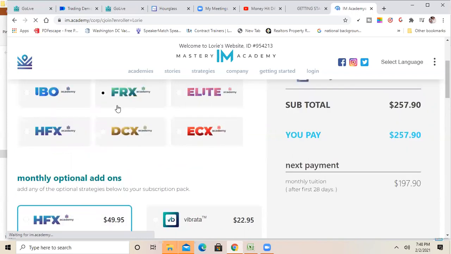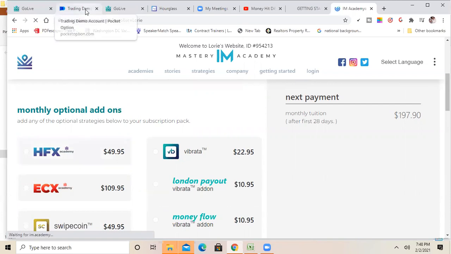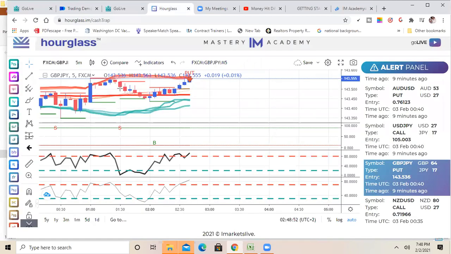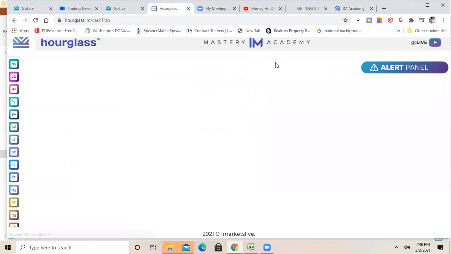So if you already have the HFX and you just wanted to add on anything, the hourglass is what you want. You want to add that because it's not part of the HFX package. It's not part of it. Okay. Let's go back over here and pull one more. We'll pull one more so you can get going on your evening.